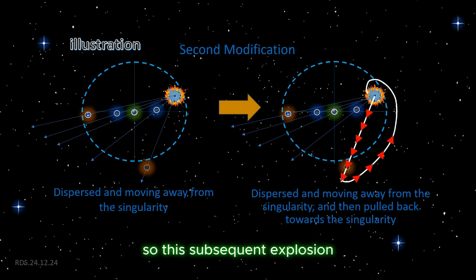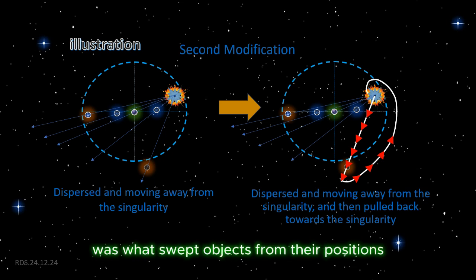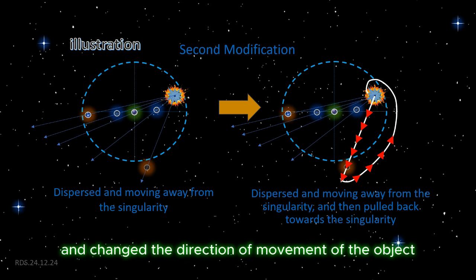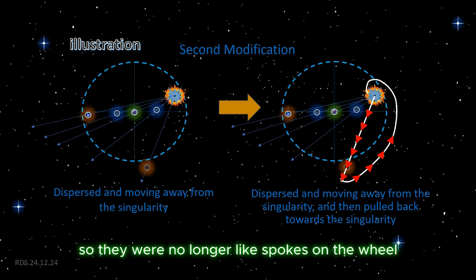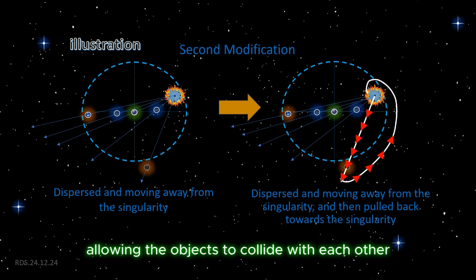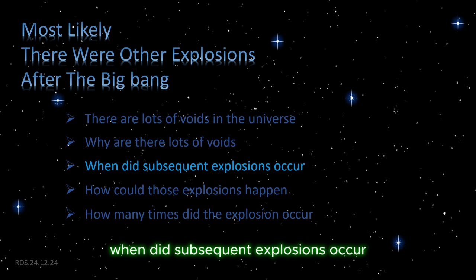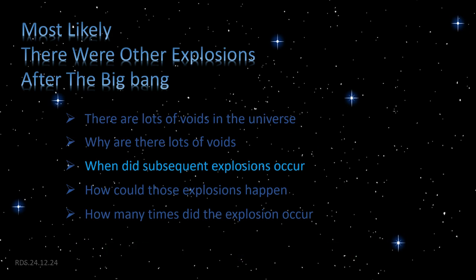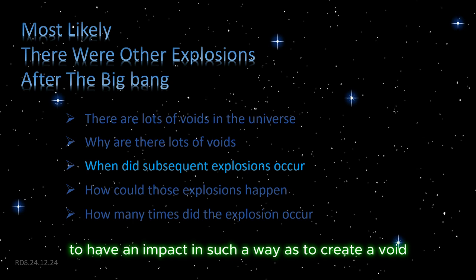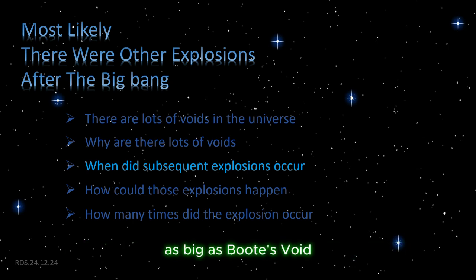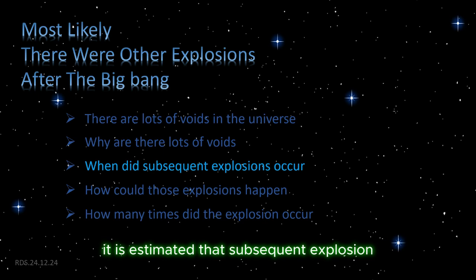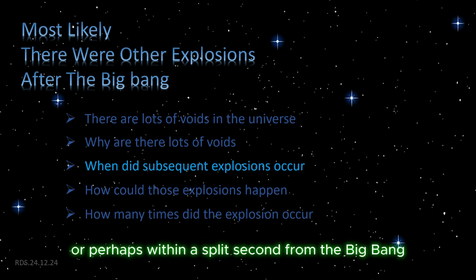So, this subsequent explosion was what swept objects from their positions and changed the direction of movement of the objects so they were no longer like spokes on a wheel, allowing the objects to collide with each other. When did subsequent explosions occur? To have an impact that creates a void as big as the Boötes void, it is estimated that the subsequent explosion occurred not long after the Big Bang, namely during the inflation period or perhaps within a split second of the Big Bang.